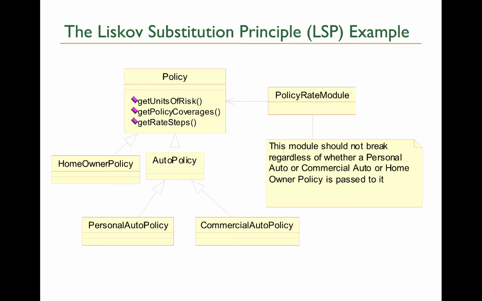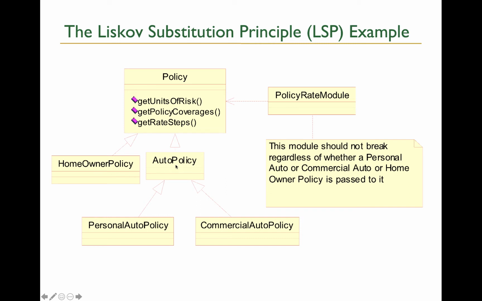So let's take a look at this example. This is a very good example that follows the Liskov substitution principle. Here we're talking about insurance, and for every insurance we have a policy that specifies what the insurance covers, what your rights are, and all those details. In the parent class called policy, we have three methods: get units of risks, get policy coverage, get risk depth. Then we have two different kinds of subclass at this level: one is the homeowner policy for your house, and one is the auto policy for your car.